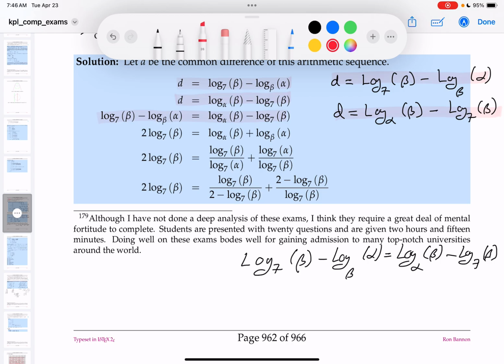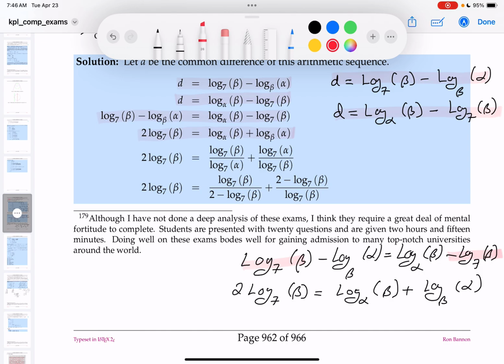I don't know. Maybe I'd look at, I'm seeing this on both sides, by the way. And I'm going to rewrite it now. I'm going to write it as 2 log base 7 of beta equals log base alpha of beta, plus log base beta of alpha. All right? Now, granted, people are saying, where's this thing going? I'm hoping it's going to an equation I can solve, by the way.